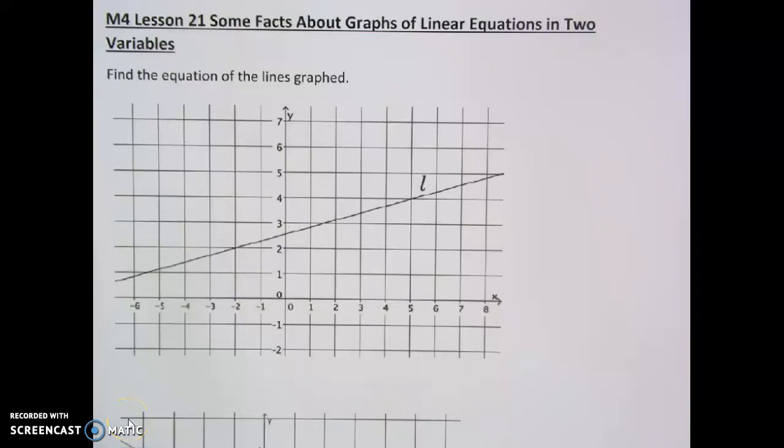Module 4, Lesson 21, Some Facts About Graphs of Linear Equations in Two Variables. So we did this almost exact same thing in the last section, only we have a problem in this section. We're supposed to find the equation of these lines.